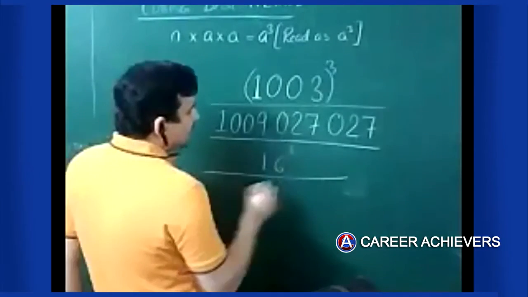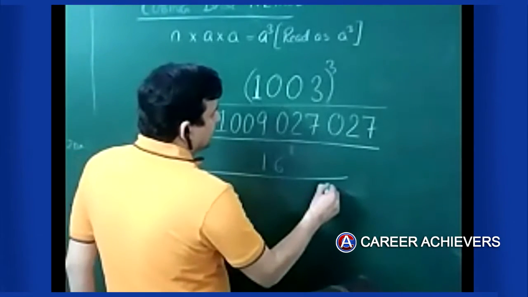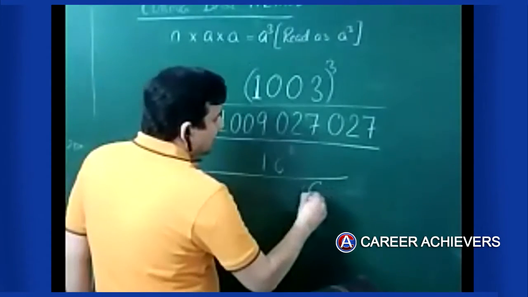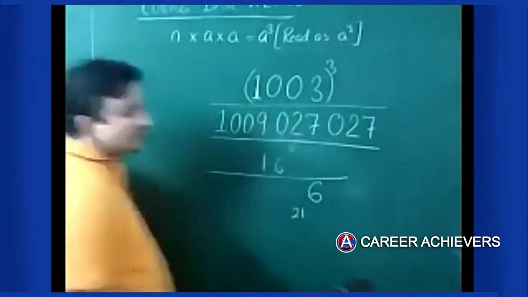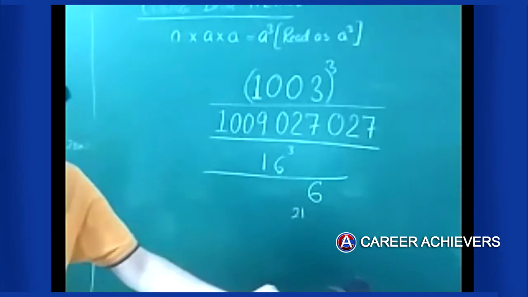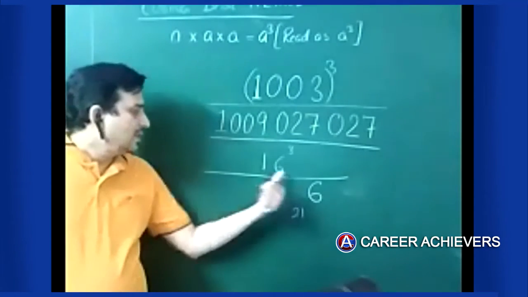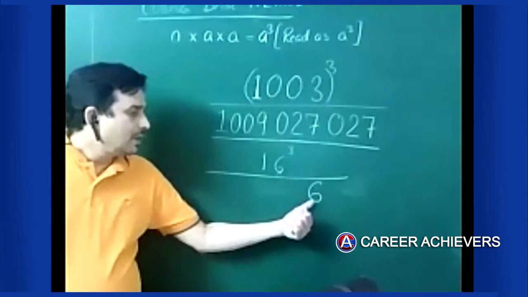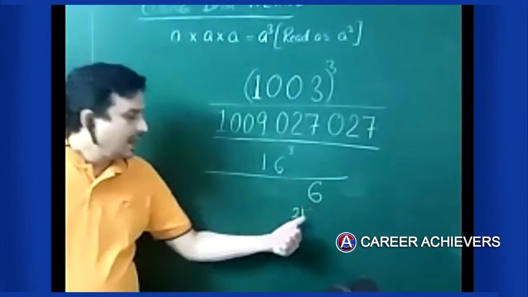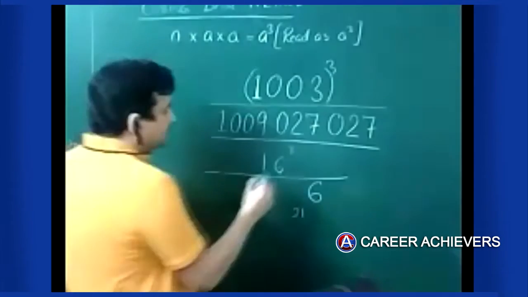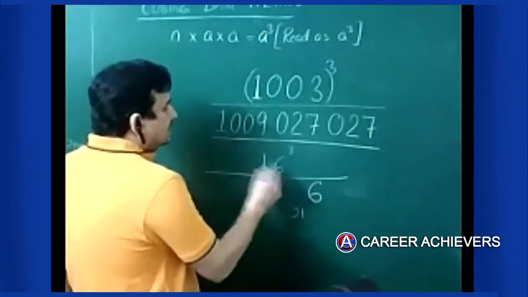So the first step is 6 cube, which is 216. 6 cube is 216. But I will write 6 and 21 will go as carry. And you know the reason why? Because the rule says each step must have as many digits as there are zeros in the base. So here the base was 10. So I am allowed to write just one digit, which is 6. And 21 will go as carry. Clear? Yes, sir.